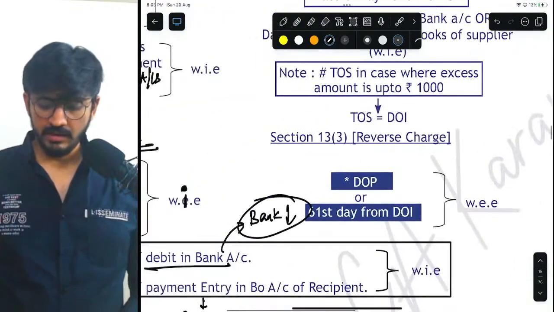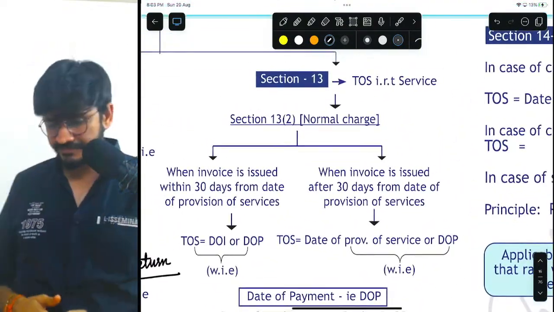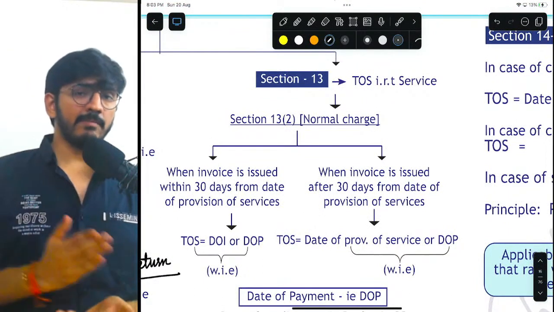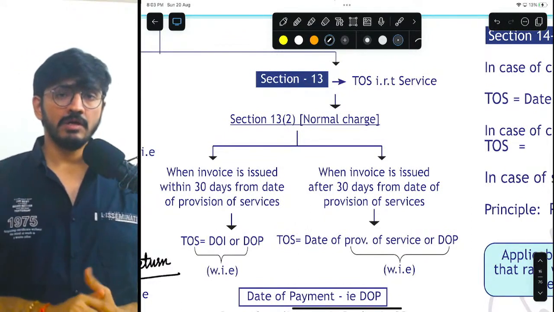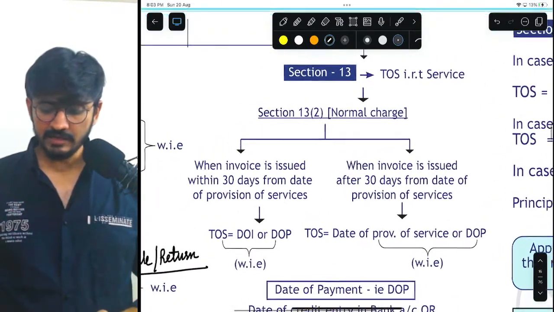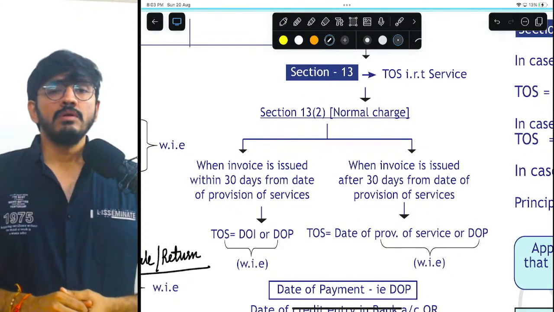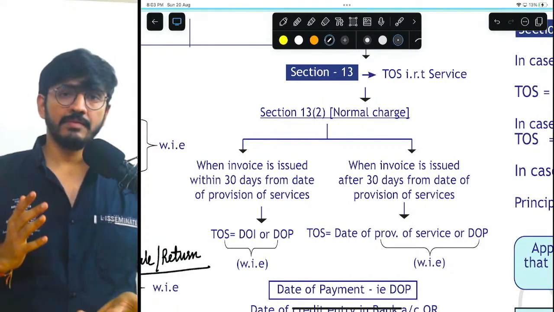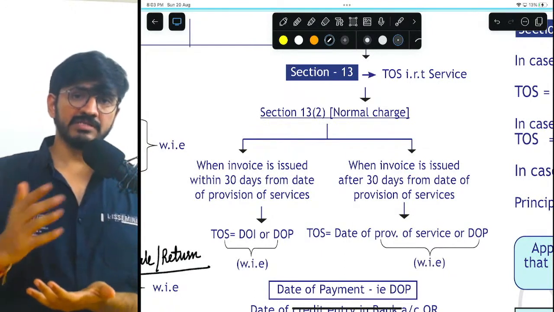Next, my dear friends, we are going ahead with section 13, that talks about time of supply in relation to supply of service. So 13 talks about supply of service: 13.2, 13.3, 13.4, 13.5, 13.6. When I talk about 13.2, it is normal charge. 13.3 is reverse charge. Understand that 13.2 is normal charge or forward charge.